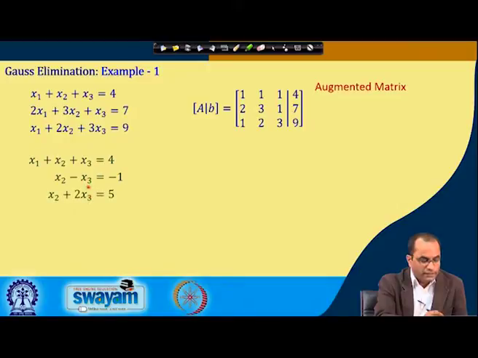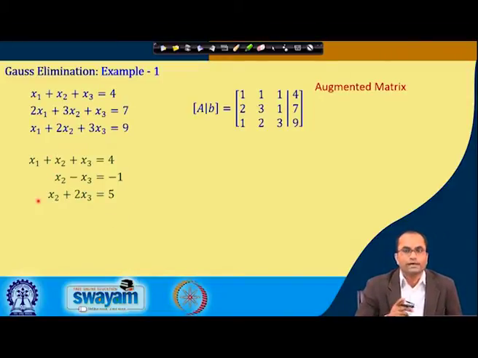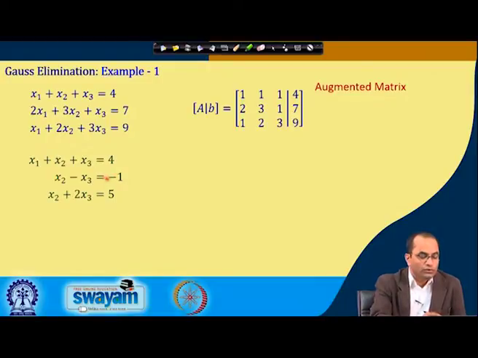So, we will get simply here x 2. So, 2 x 2 minus x 2, 3 x 3 minus x 3, that is 2 x 3, and 9 minus 4, that is 5. So, we have a new system here where we have eliminated the variable x 1 from equation number 2 and equation number 3, and we will continue this process now from equation number 2 and equation number 3.